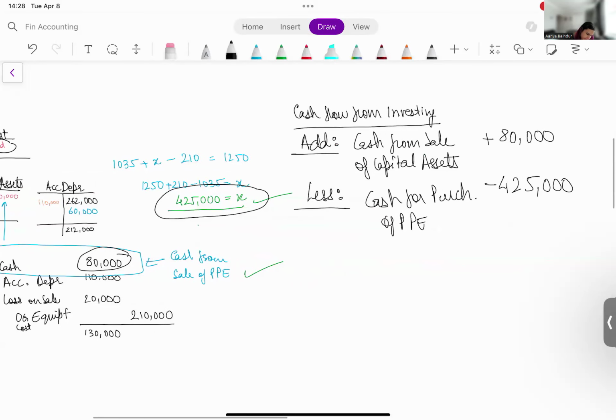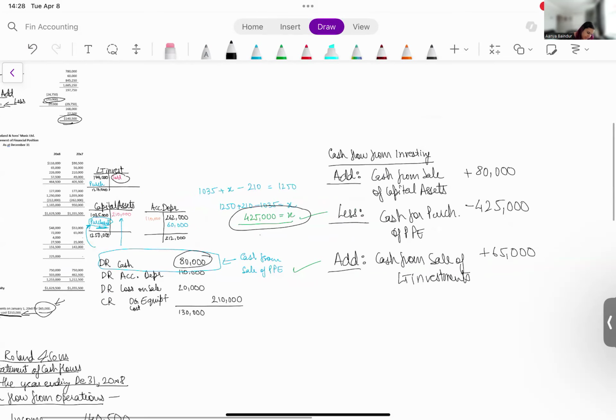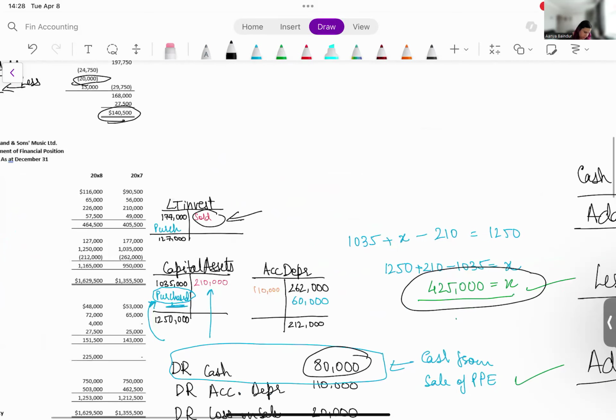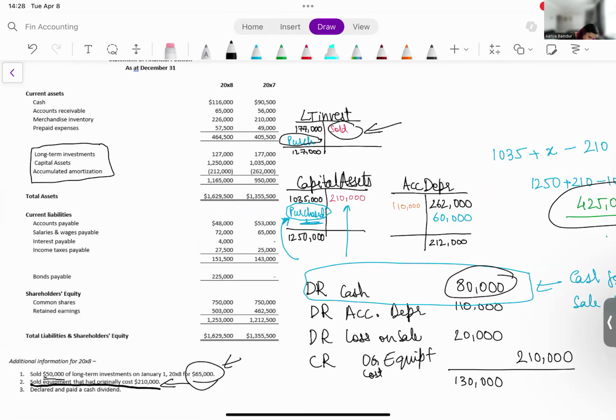So let's add that amount in. So add 65,000. Not gain on sale. This is cash from sale of long-term investments. Perfect. Now let's check whether there's any long-term investments that was purchased. So let's add that purchase value in here, which is what we are told. We are told the original cost was 50,000. So $50,000 worth of long-term investments were sold.